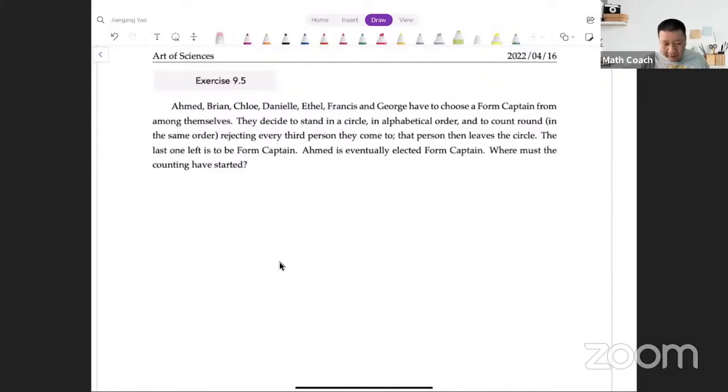So 89, you have 45 seconds to do it. Alham is eventually elected form captain. Where must the counting have started?